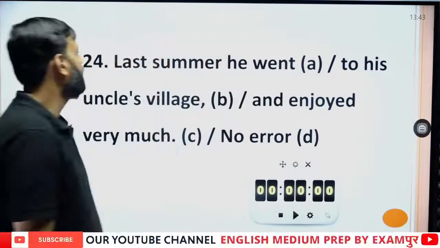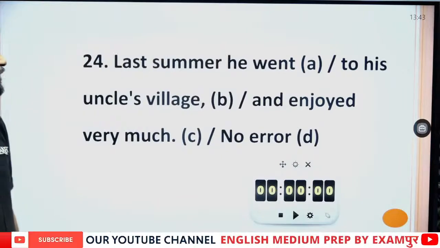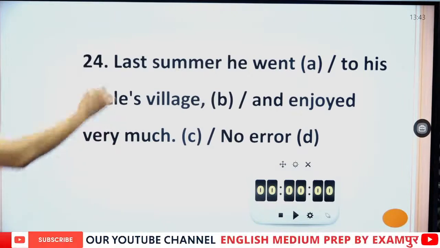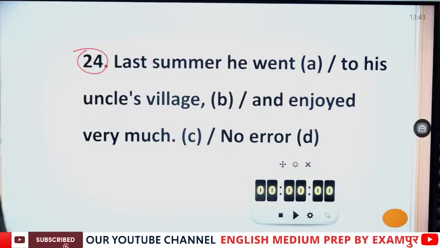Question number 24. Last summer he went to his uncle's village and enjoyed very much. What is the error in this sentence? Very easy.